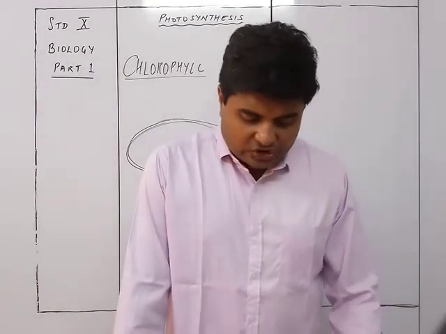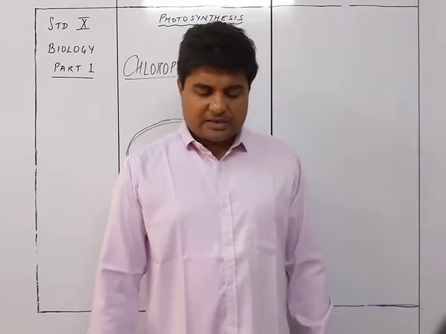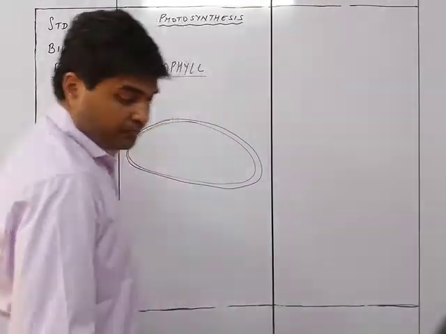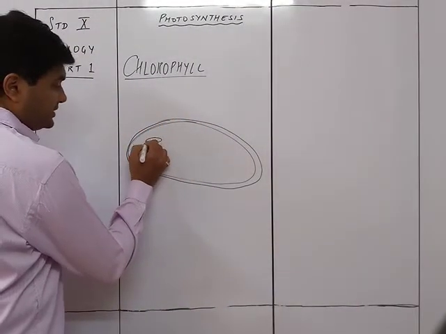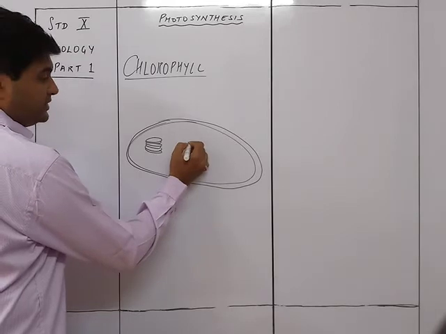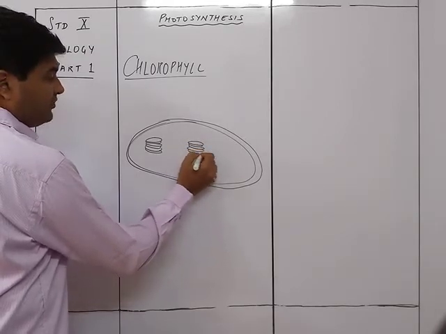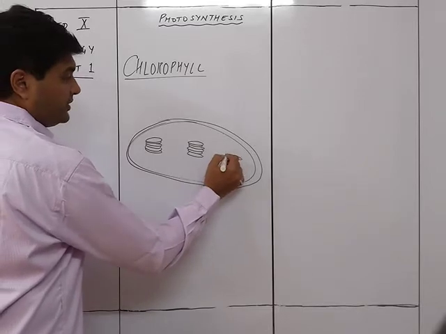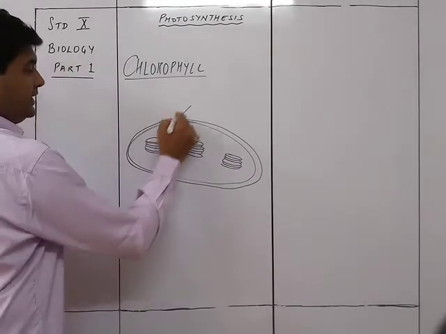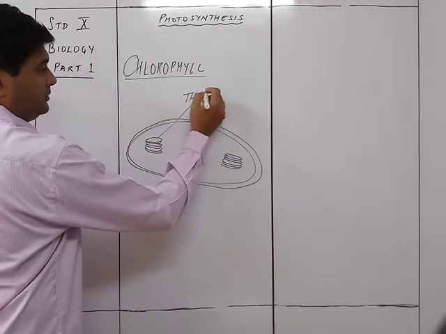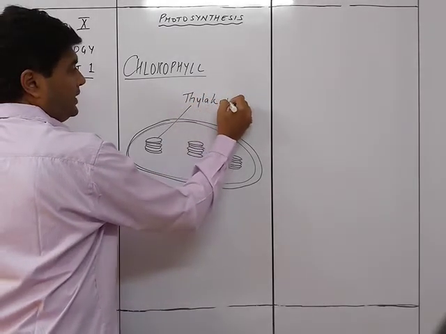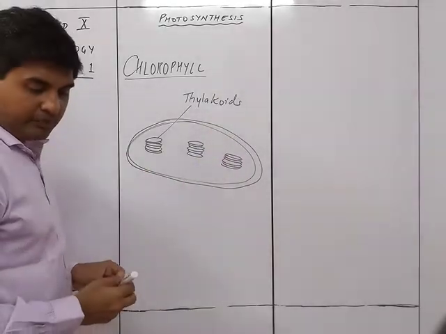And their interior contains closely packed, flattened sacs called thylakoids. So there will be discs like this, flattened discs. These are called thylakoids. So these are the thylakoids, which are the flattened disc-shaped structures present inside the chloroplast in this way. These disc-like structures, what you see, are the thylakoids.